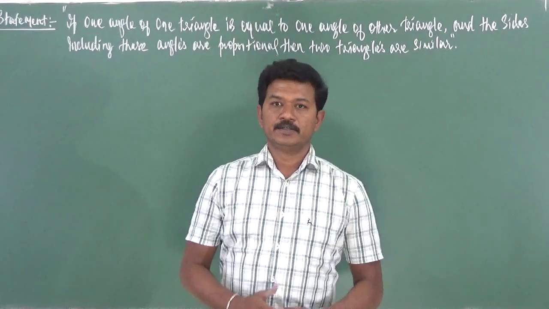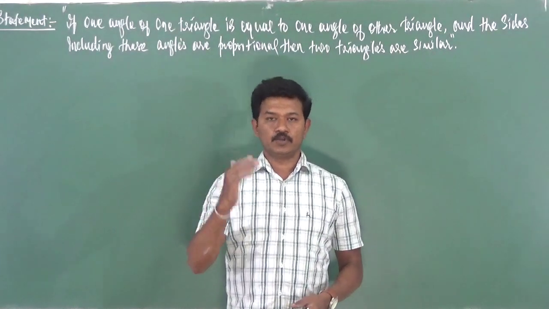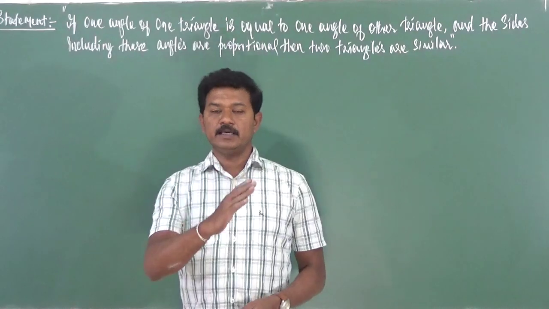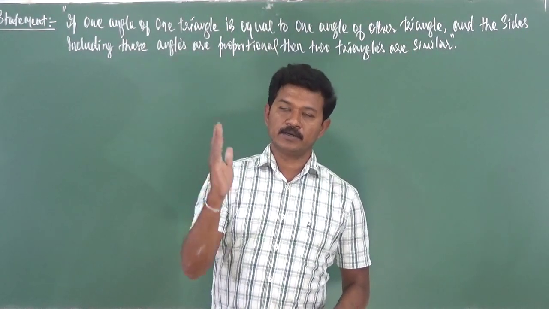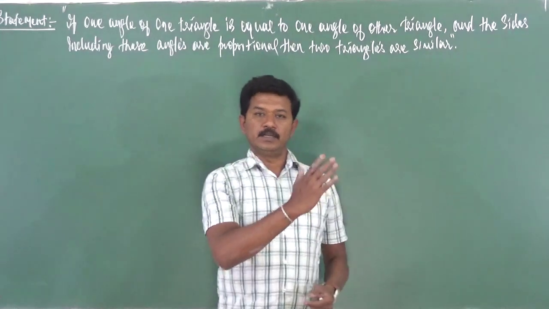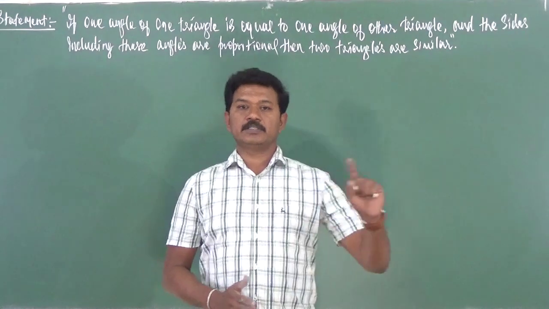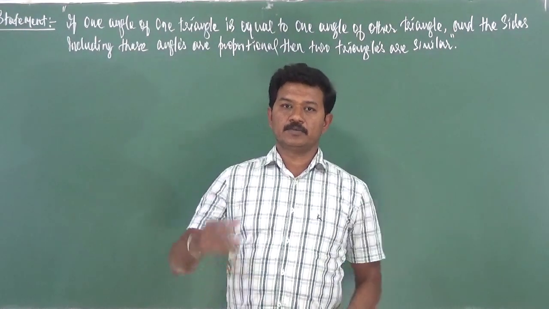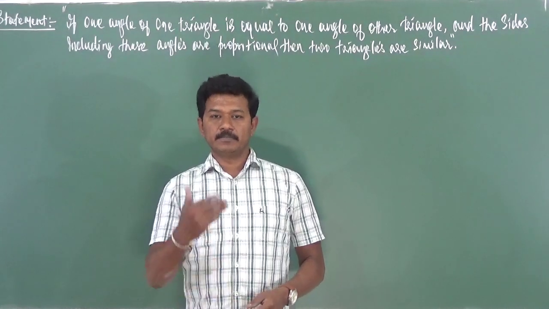So in the last session of mathematics we had done with theorem 2 that was based on AAA Similarity Criterion. So if two triangles are equiangular then they are similar, or if two triangles are equiangular then their corresponding sides are proportional. So both the statements we proved logically by using some lemmas.